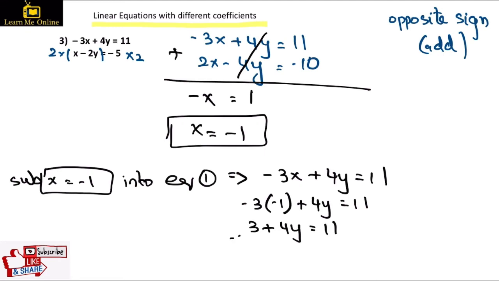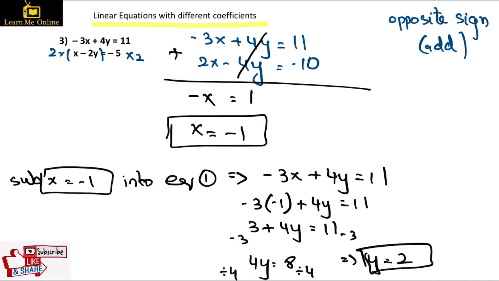So 3 plus 4y equals 11. To find the value of y, you do the inverse of 3, which would be minus 3 on both the sides, and you'll get 4y equals 8. Then you divide by 4 on both the sides, and you'll get y equals 2. So here we have found out the value of x and y. I'm going to write down my final step where I'm going to say that x and y values would be minus 1 and 2.